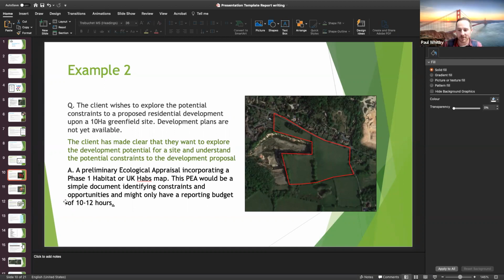It might also include a part of the site which could be enhanced for improvement to, say, species-rich grassland, which could be valuable in planning terms moving forwards. For a project like this, I've suggested perhaps a budget of 10 to 12 hours because it should be a pretty simple document. You are not going into the level of detail seen in an ECIA where you're trying to draw conclusions on what you found. You obviously can't, you haven't completed the further surveys.